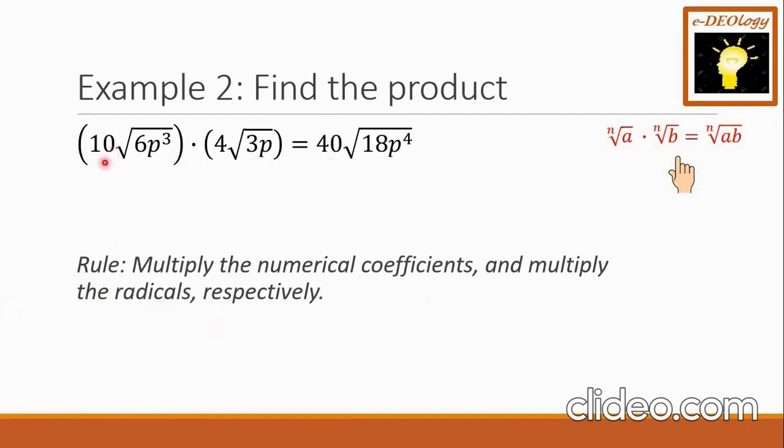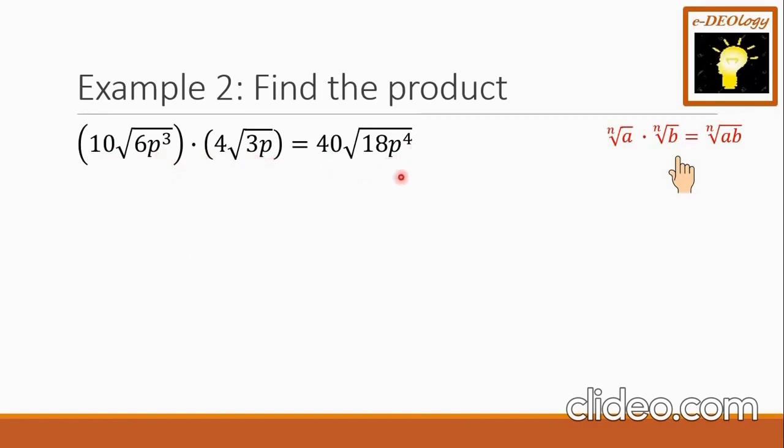So in here, I multiply the 10 and the 4, and that is 40. And for the radicals, I must check first if the index are same. So both are square root, so we have the same index of 2. So we are to multiply now the radicands. So the 6 is multiplied to the 3 becomes 18. The p cubed times the p equals p raised to 4. So this is our answer.